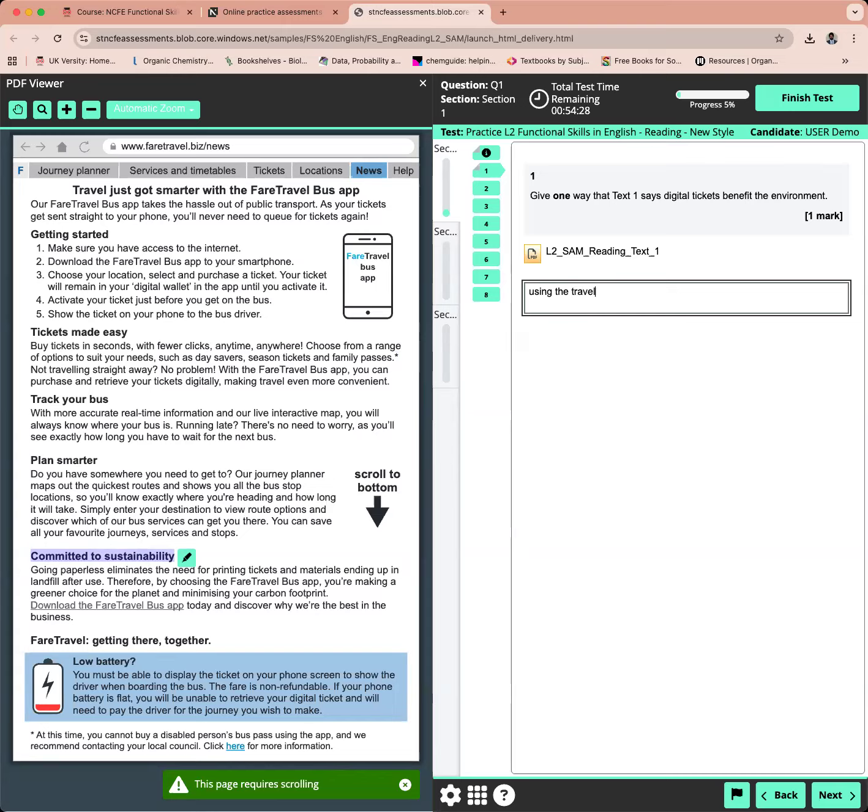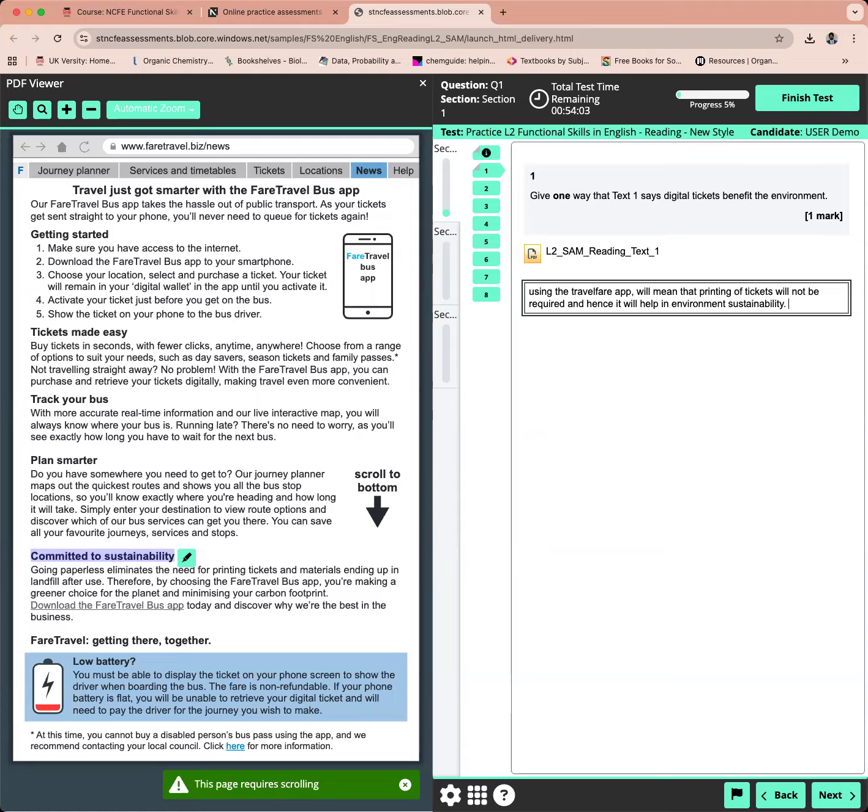travel fair app will mean that printing of tickets will not be required, and hence it will help in environment sustainability.